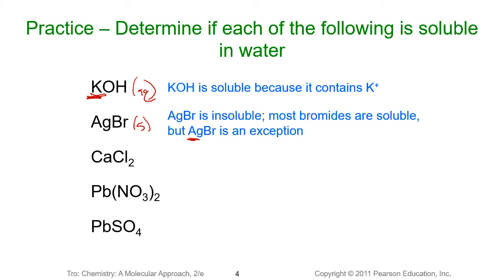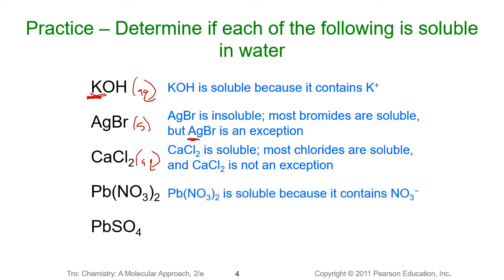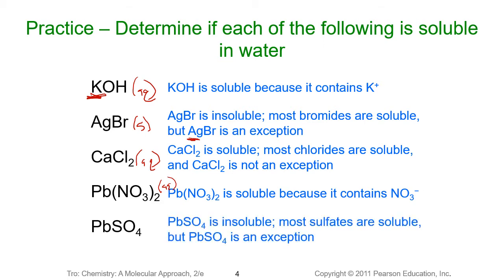Calcium chloride is soluble. Most chlorides are soluble. Calcium is not one of the exceptions. So this would be aqueous. Lead nitrate. Well, nitrates, no matter what they're attached to, are always soluble. So lead nitrate is no exception. So this would be soluble, labeled AQ. Lead sulfide. Sulfates are usually soluble, but lead is an exception. So this would be insoluble and would be a solid.